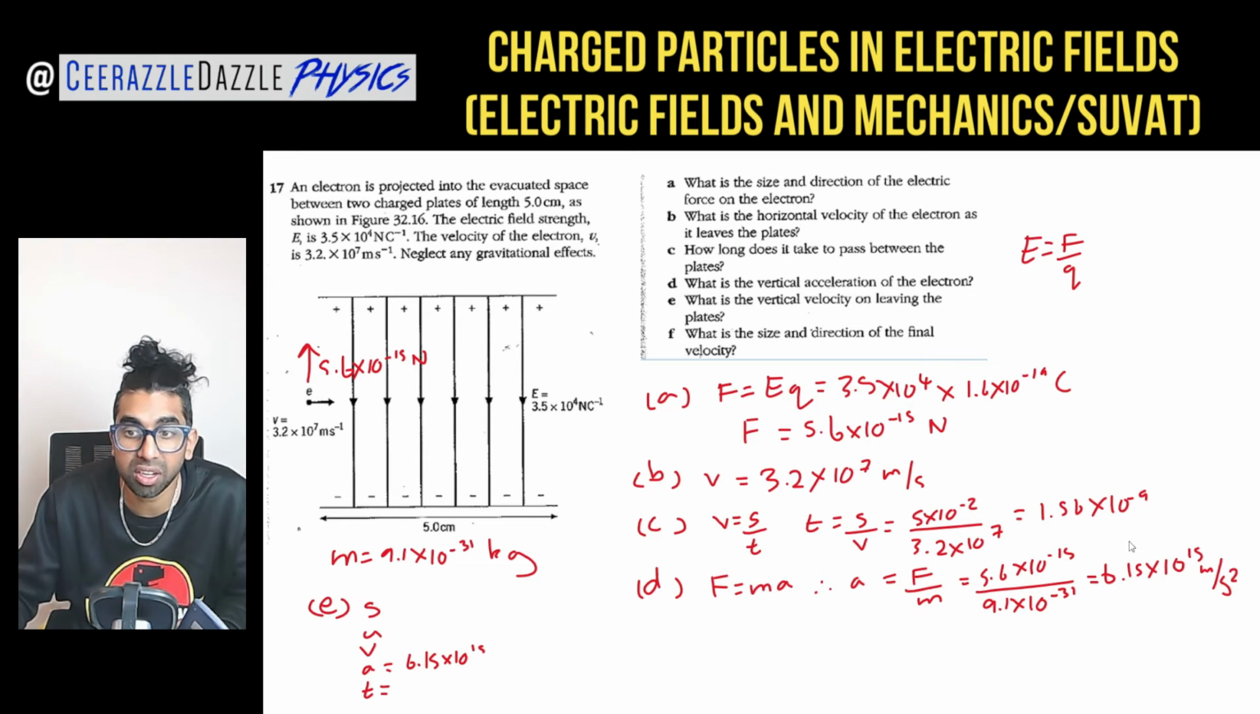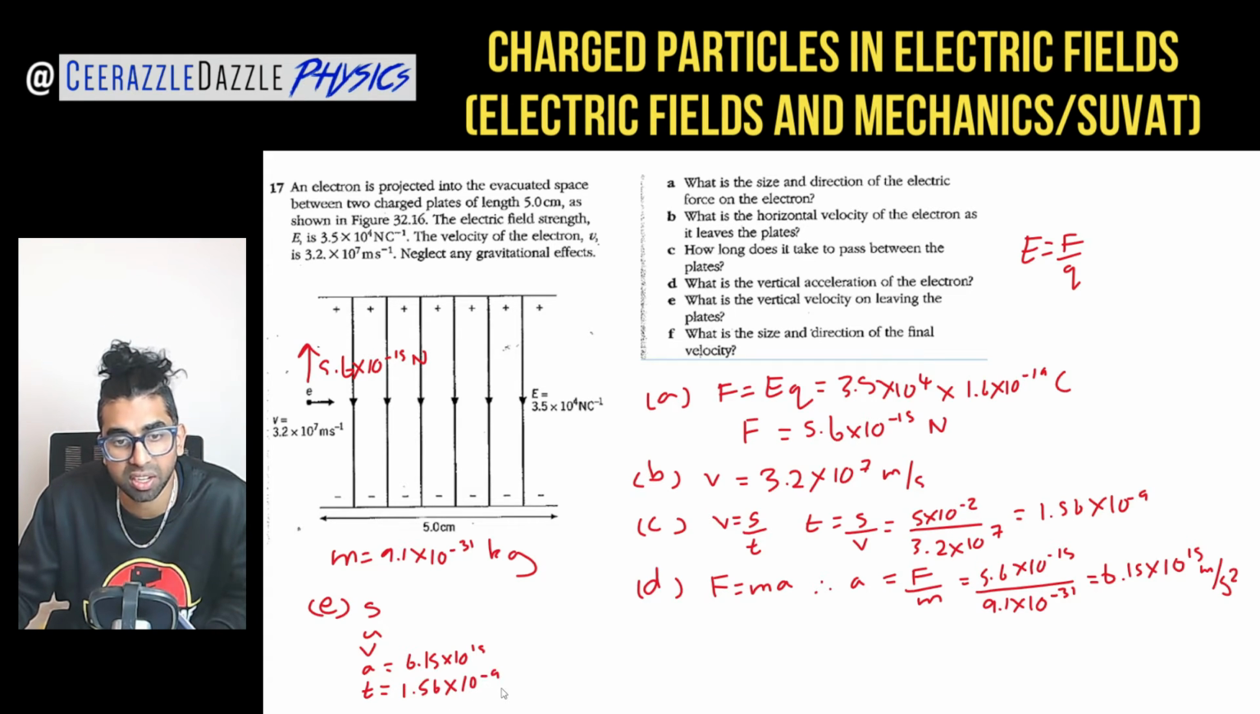Don't forget, the time taken for the particle to move all the way across is the same as the time taken for it to move vertically upwards to the top plate. Both the times are the same. Yes, a little bit of projectile motion mechanics embedded in there. So the time taken, we know, is 1.56 times 10 to the minus 9 seconds.